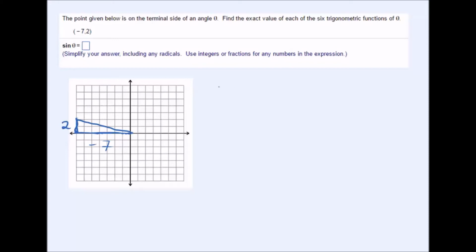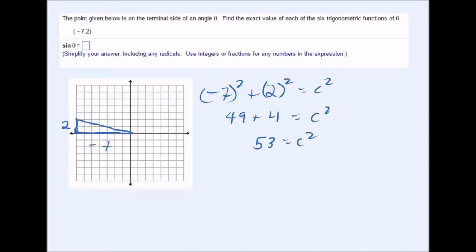In order to find all the 6 trig functions, though, you are going to need all 3 sides of the triangle, so we need to solve for that last side, the hypotenuse, using -7 squared plus 2 squared equals c squared. So you have 49 plus 4 is equal to c squared. It's 53 equals c squared, and then we'll just take the square root of both sides. So we have c is equal to the square root of 53.